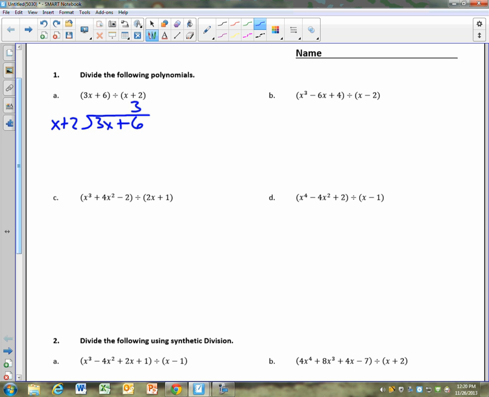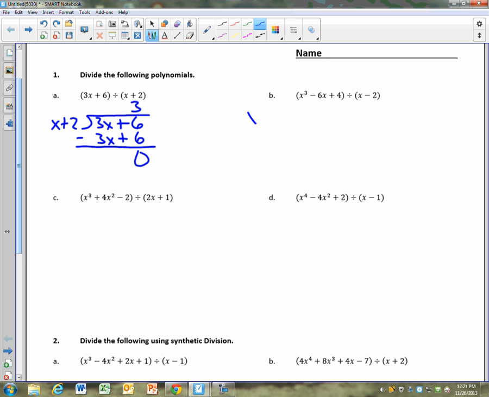After I get that 3, I multiply it back through. 3 times x, 3 times 2, and I subtract. When you subtract, you get 0, no remainder, okay? Divides evenly, I get 3. Any questions how I did that? Try one slightly more difficult.